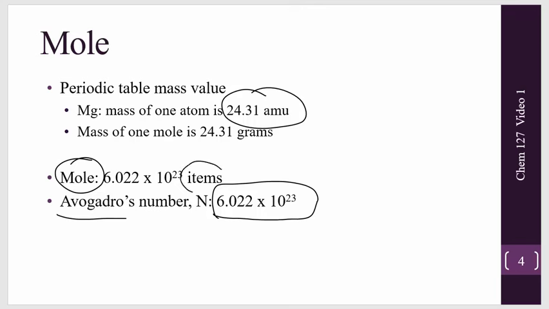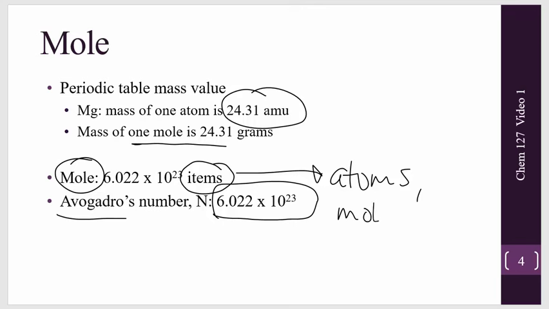So here I put items per mole. So this could be something like atoms. Like up here, if we had 1 mole of magnesium, the mass of all those magnesium atoms would be 24.31 grams. We could also have something like molecules. If you had 1 mole of glucose molecules, then that mole of glucose molecules would contain 6.022 times 10 to the 23rd molecules inside it.